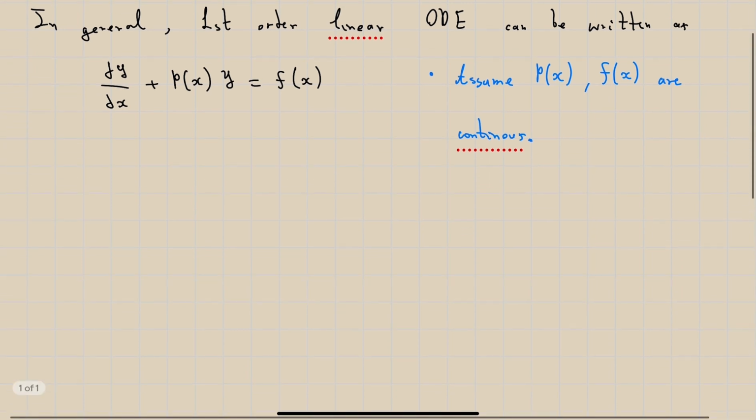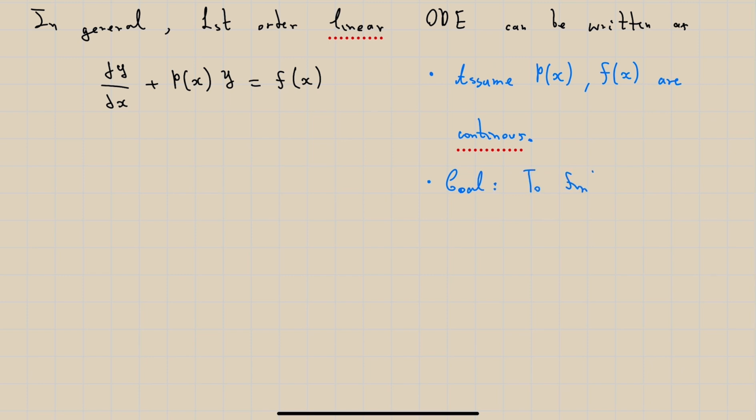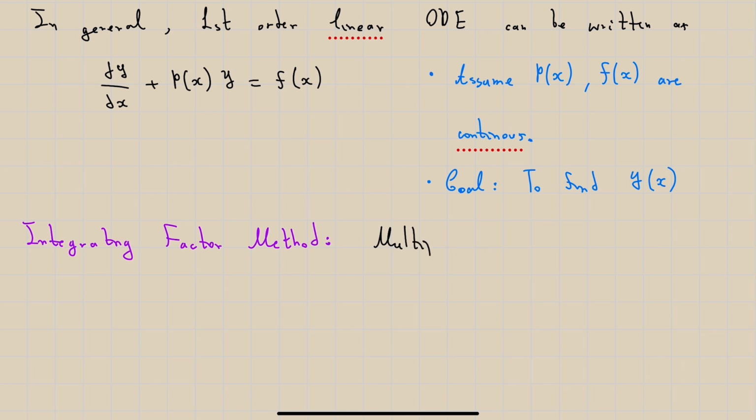Okay, so the goal is to find y as a function of x. So how are we going to do this? Well, we're going to do what is called the integrating factor method. Meaning, multiply the equation by some unknown function mu(x).